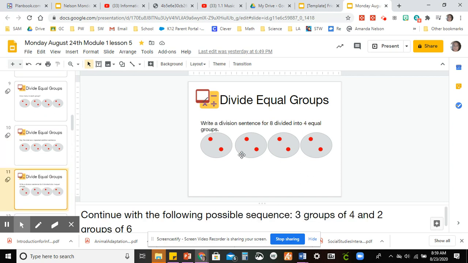How would we write a division sentence? We would do 8 because, like subtraction and division, you always start with the total. 8 divided by 4 equals 2. Because remember, you're thinking about one group. How many is in one group?